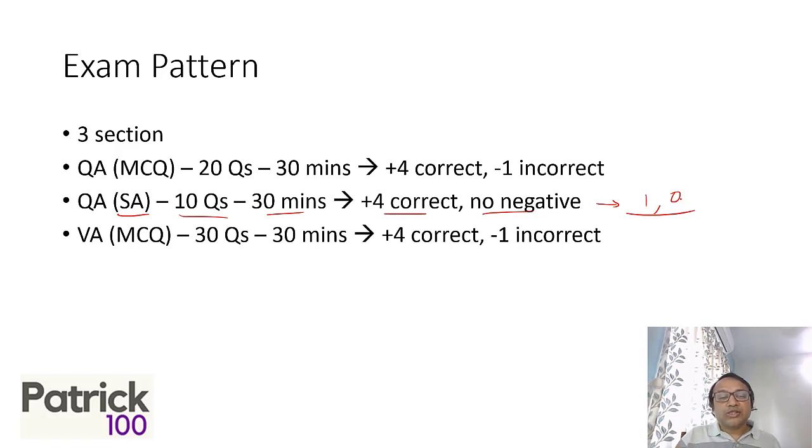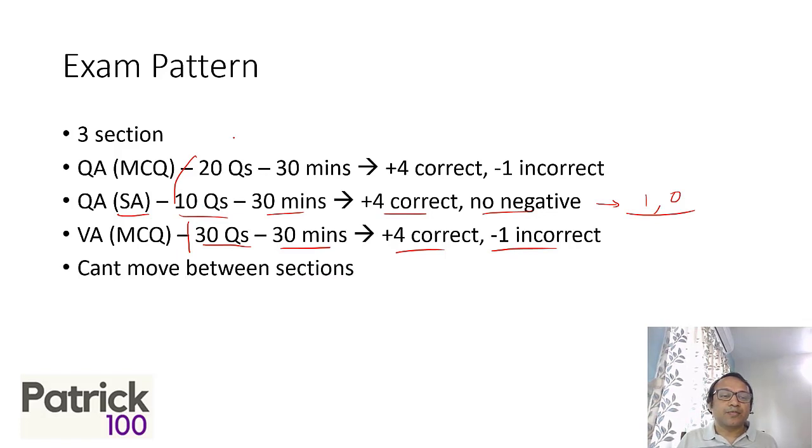Then verbal, which is again option based. You have 30 questions, 30 minutes, plus 4 for correct and minus 1 for incorrect. So each of them has 4 marks. If you look at it, quant has 30 questions and verbal has 30 questions, so technically there is equal weightage for the two areas.